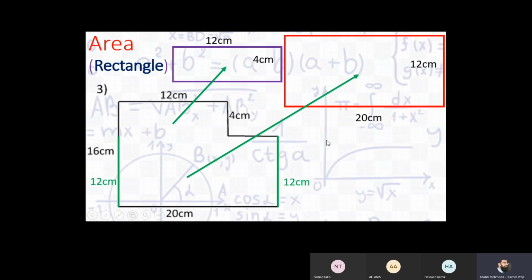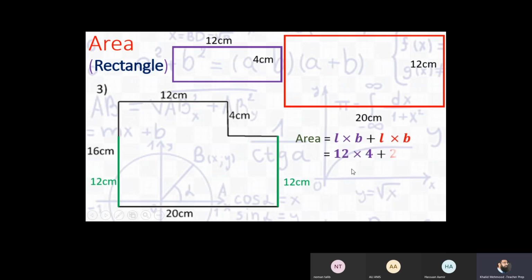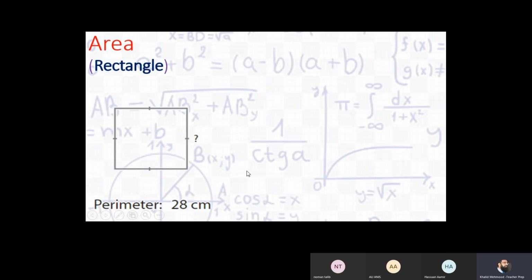Now we'll find the area of these two parts. The area of this is base into height, or length into breadth. So our area is length into breadth of this plus length into breadth of this. That's 12 multiplied by 4 plus 20 multiplied by 4, which is equal to 168 centimeters square. So like this, you may calculate the area.